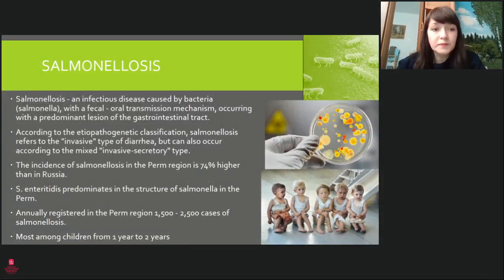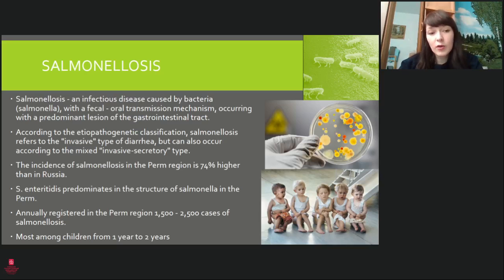Salmonellosis. Salmonellosis is an infectious disease caused by Salmonella bacteria with a fecal-oral transmission mechanism, occurring with a predominant lesion of the gastrointestinal tract. According to the etiopathogenetic classification, salmonellosis refers to the invasive type of diarrhea, but can also occur as the mixed invasive-secretory type.